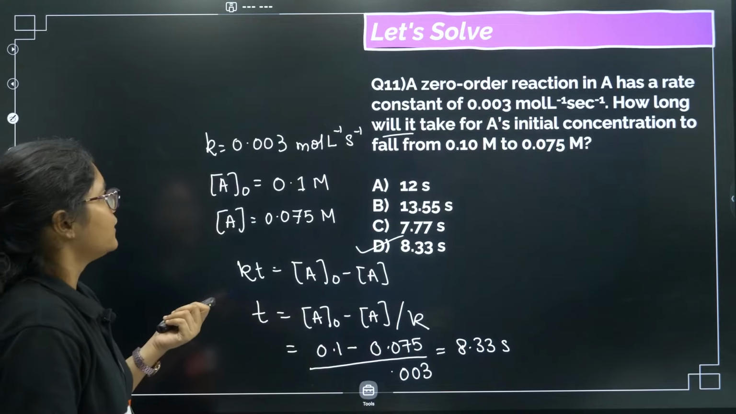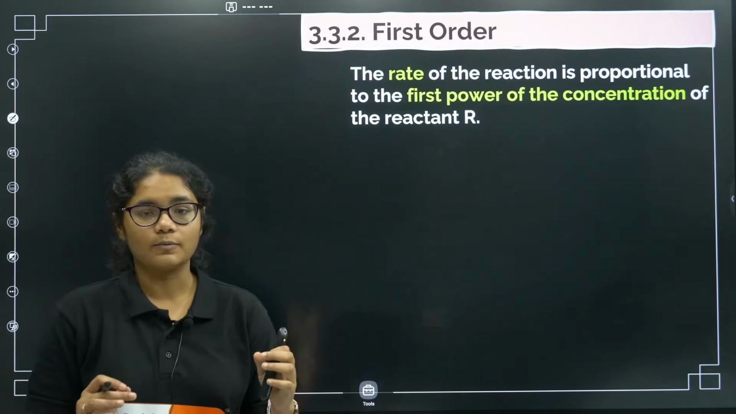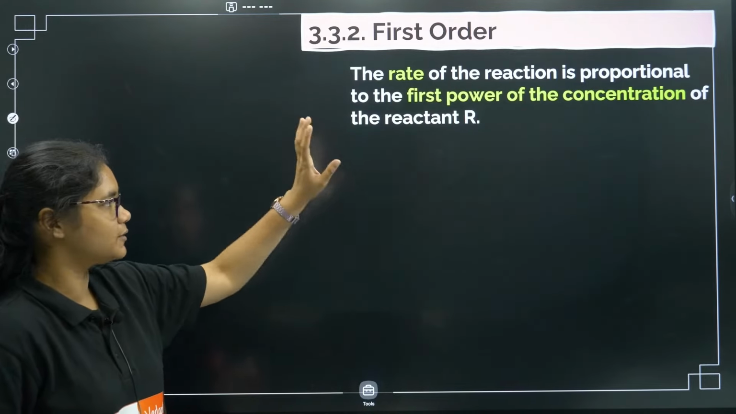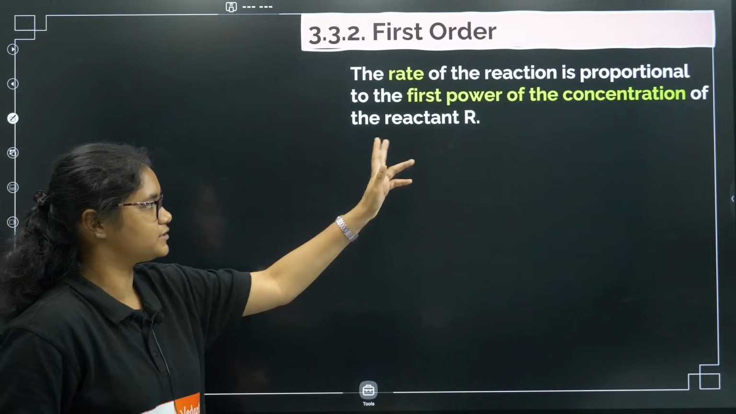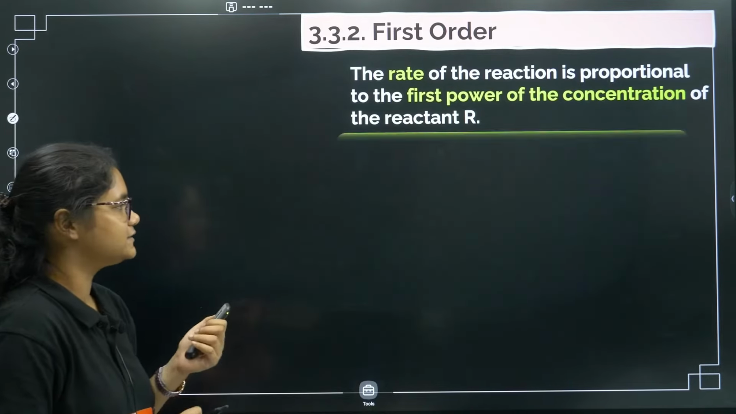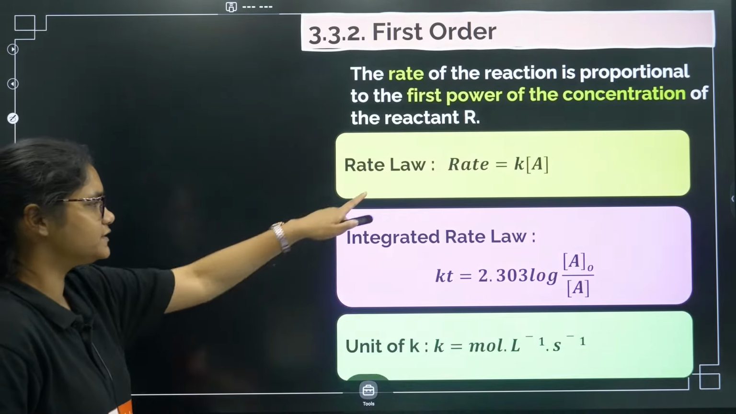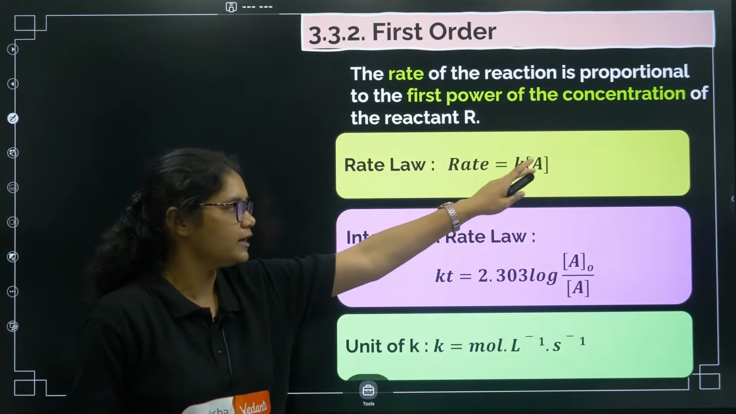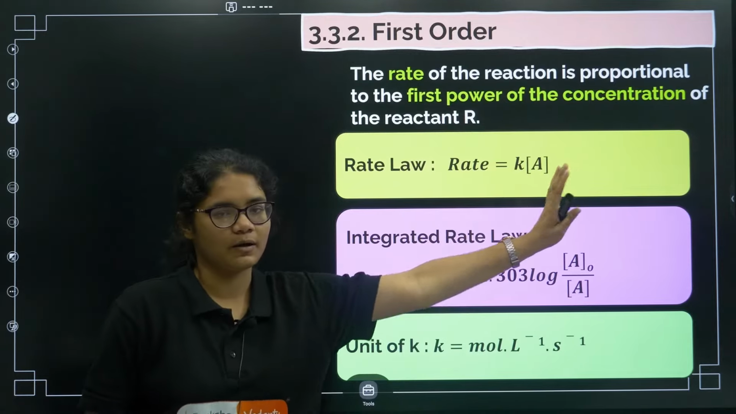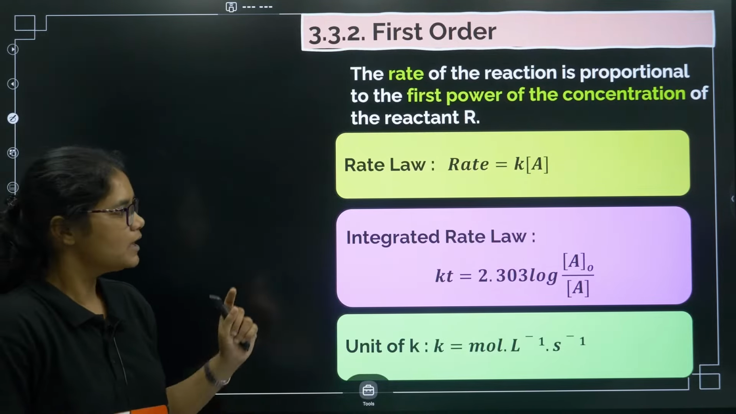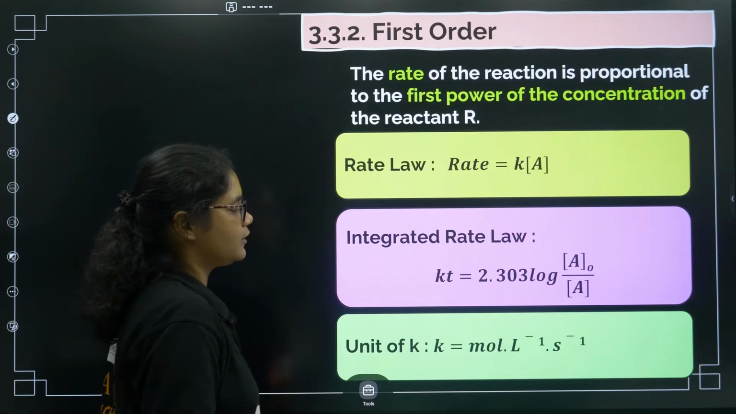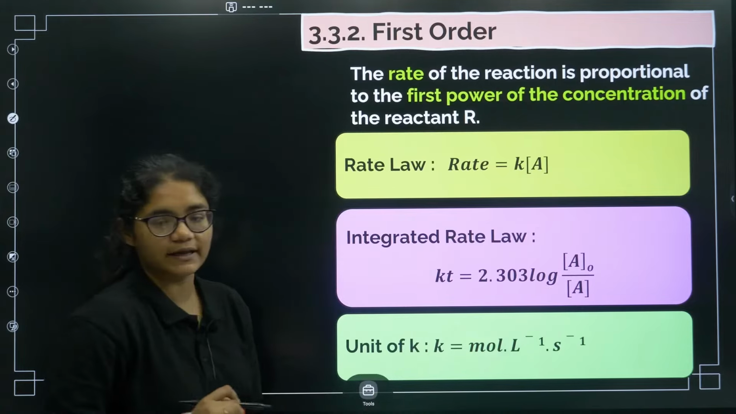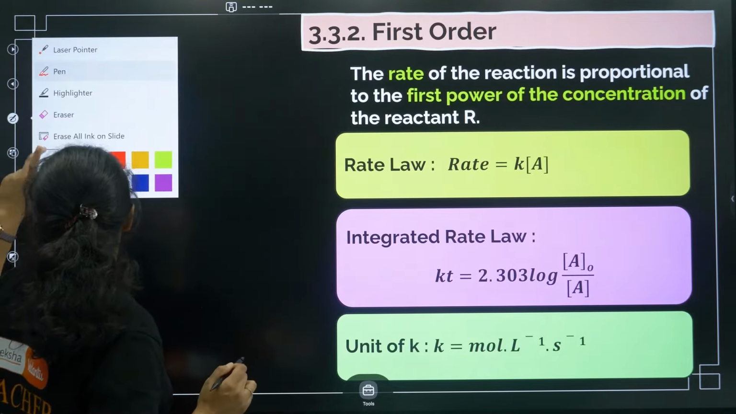Okay, next, coming to our next topic, that is first order reaction. Now if you see, the rate of a reaction is proportional to the first power of the concentration of the reactant. This we can easily see from the rate law. If you see the rate law, R is equal to K into A to the power of N, N will be equal to 1 here. So R is equal to K into A. That is called first order reaction. Now the integrated rate law equation is KT is equal to 2.303 log A naught by A.